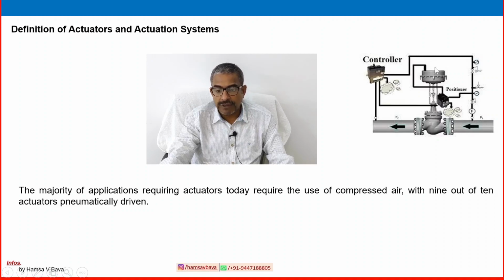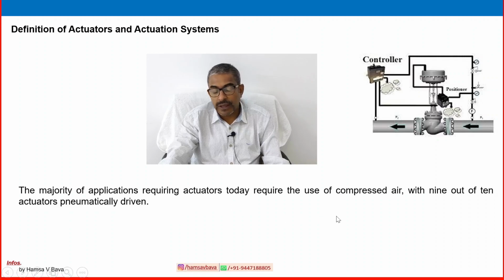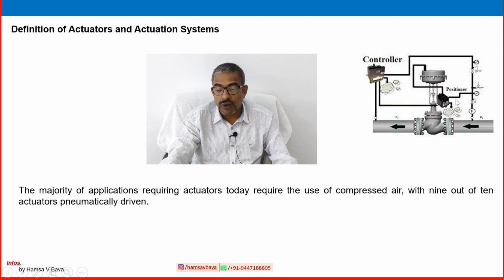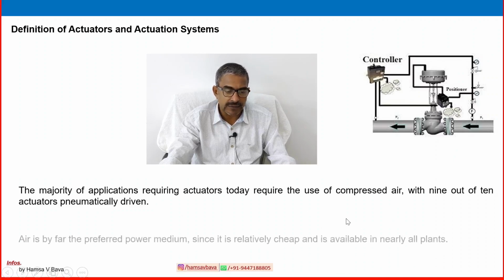After the I2P converter, it is coming to the positioner. Actually from the positioner it is going to the actuator system. So we are discussing only the actuator system. The instrument air is the common application. In the actuator today, compressed air is used for the actuation system, in most of the cases. That is what is discussed here.